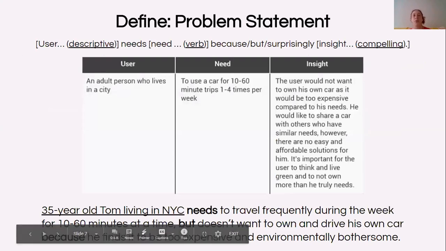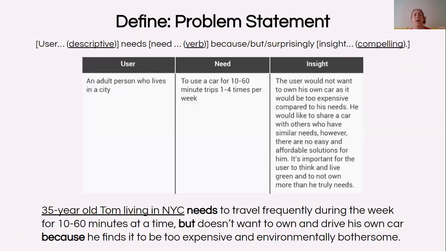So here's an example of user need and insight. It says, an adult person who lives in a city, their need is to use a car for 10 to 16 minute trips 1 to 4 times per week. And then there's a lot of insights. I'm going to summarize it. It says, the user doesn't want to own his own car as it would be too expensive compared to his needs. He also wants to be environmentally conscious and wants economically affordable solutions.